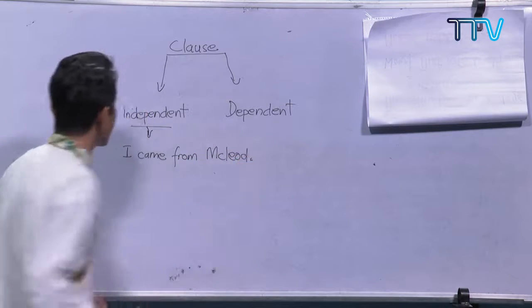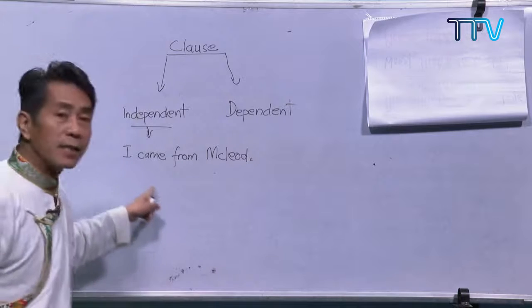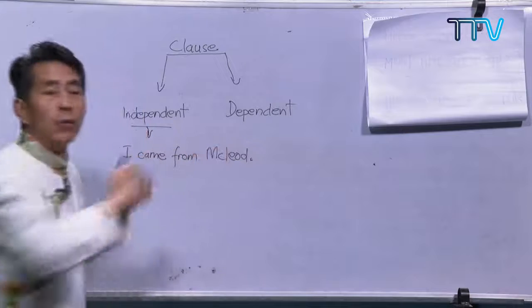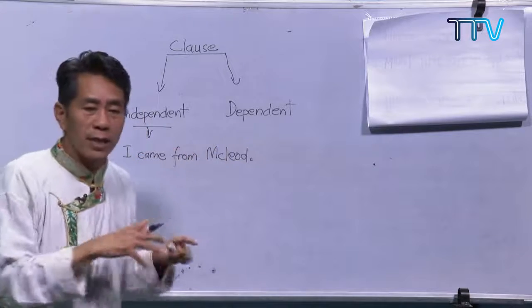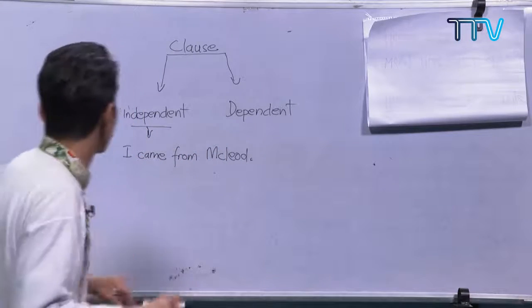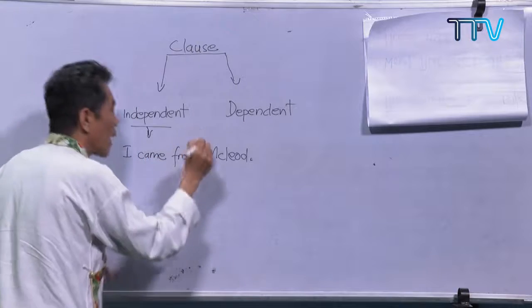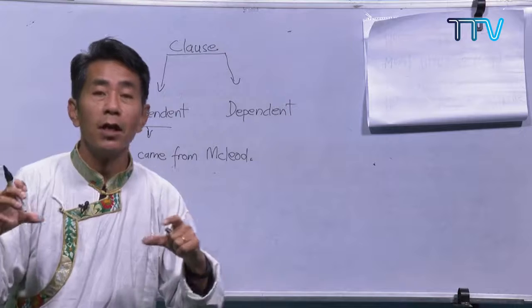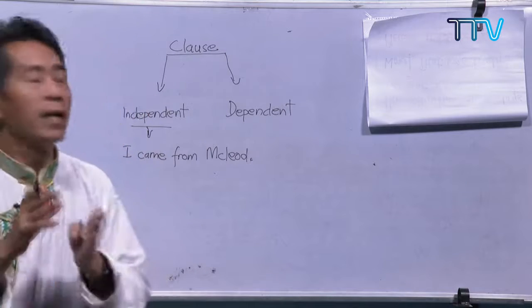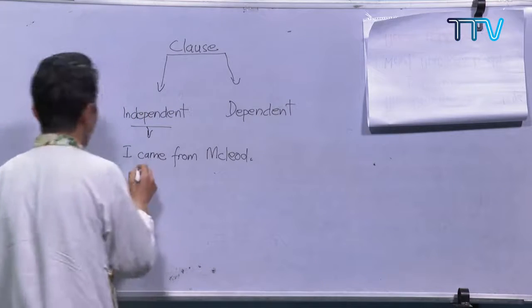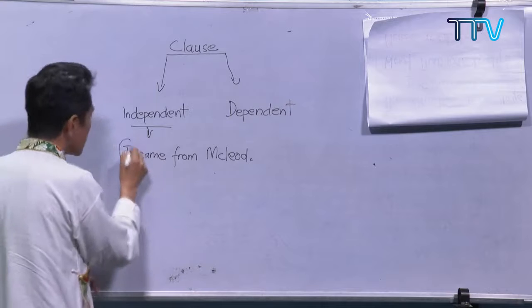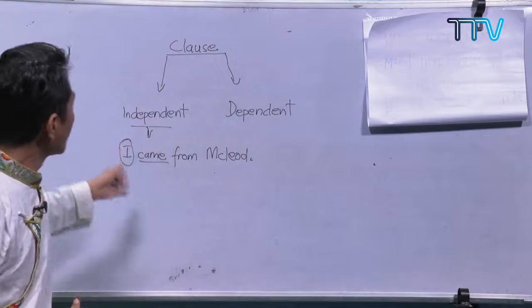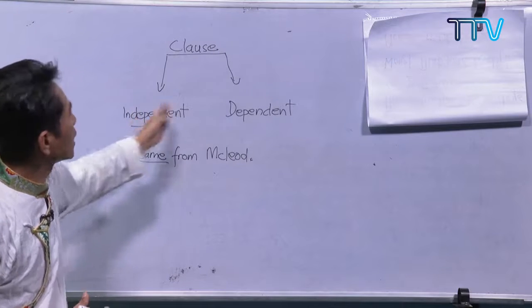Now, this is a sentence, and this is a clause. Why is this a clause? It's a group of words. Let us see whether this follows the definition of a clause. I came from McLeod. A clause is a group of words which has a subject and a verb. So let us see. I came: this is the subject, and this is the verb. So this is a clause. And clauses are of two types, independent and dependent.